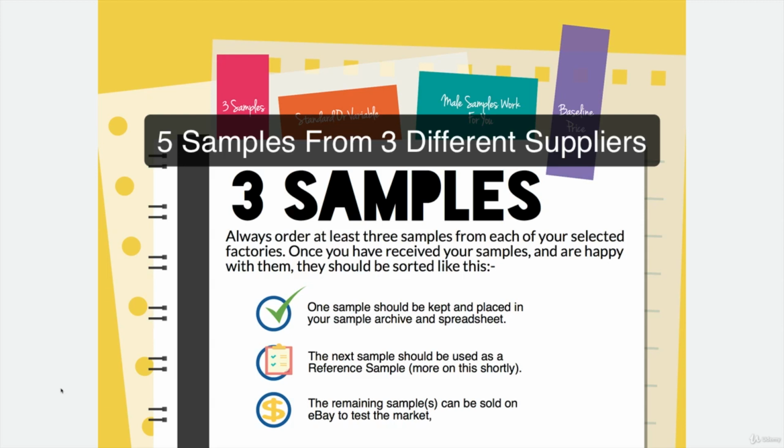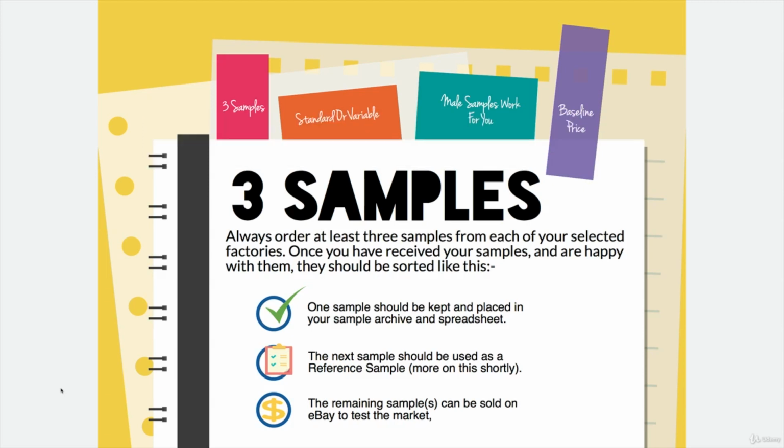Okay, so if you're archiving one and using one as a reference sample, that will leave you with 3 samples per factory. So you'd have like 9 samples left. So that's great. You can sell them on eBay and make a bit of money back, maybe break even, maybe even make a bit of a profit on them. That should be cool. Definitely do that. And also it will test the market.